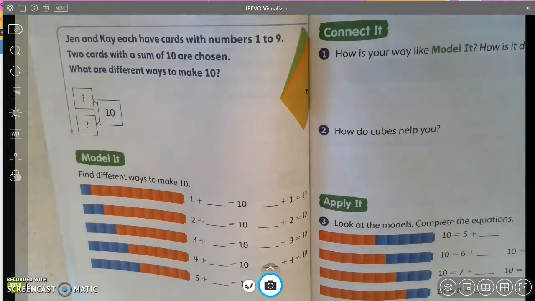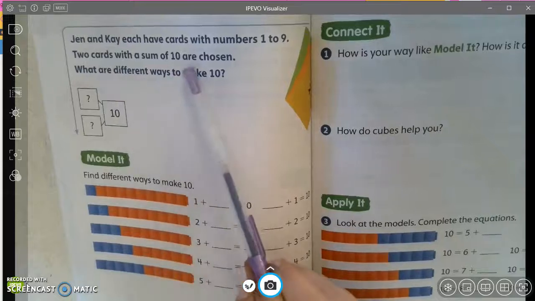Today we are continuing to work on partners of 10. Last week on Tuesday, you guys did a great job coming up with different ways that make 10. Today we're going to look at how using cubes can help us. Okay, so I am starting out on page 98.